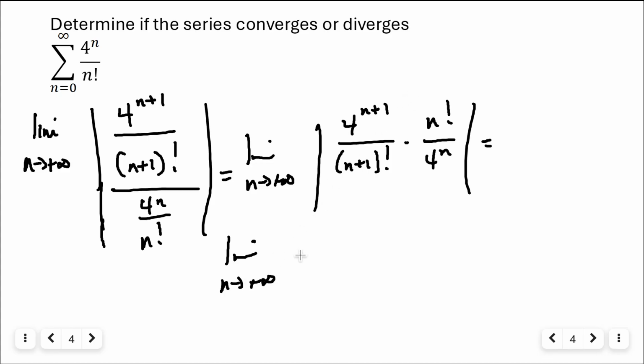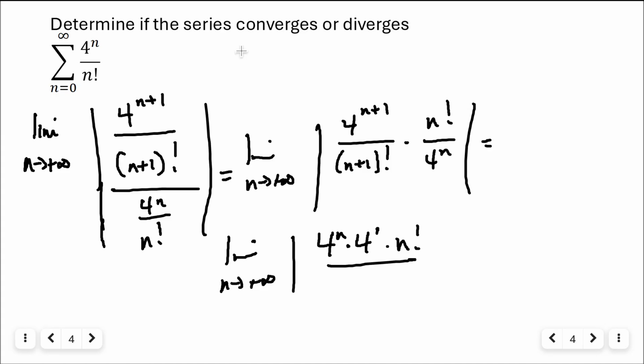So now we've got to try to clean this up a little bit to take the limit as n goes to infinity. We're going to do a little bit of algebra here. 4 to the n plus 1 is really 4 to the n times 4 to the first, because I add their exponents, times n factorial over n plus 1 factorial. Let's write out what that means so that you get used to working with factorials, which you're going to have to be able to do.